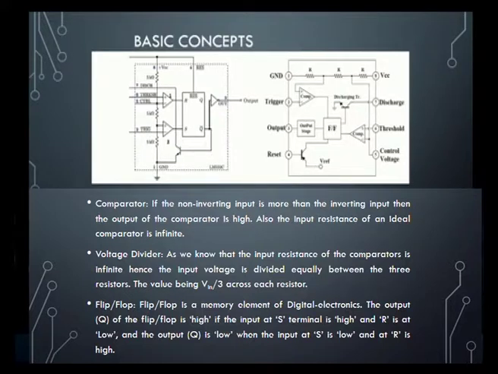So, next we move on to the voltage divider. The input resistance, as we know, is very high for the comparator, hence this voltage has to be divided equally. So, we need 3 equal resistors that help us get a voltage. The value of Vin by 3 across each resistor has to be maintained.